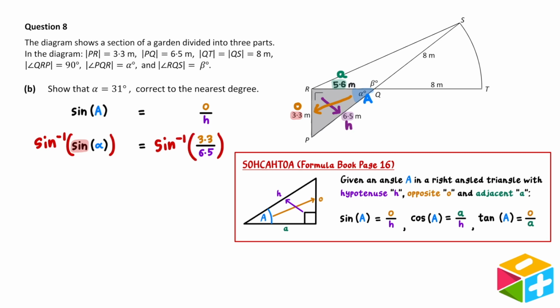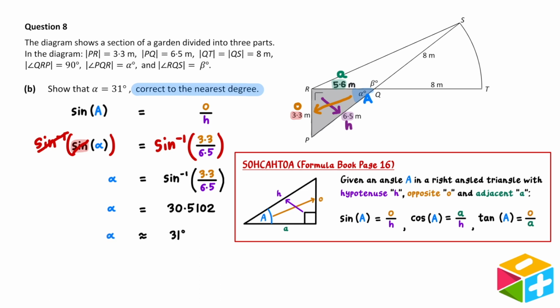On the left, the sine inverse and the sine cancel. Now, performing the calculation on the right-hand side gives us an answer of 30.5102. We are asked to present our answer correct to the nearest degree, so rounding this off, we get alpha is equal to 31 degrees.